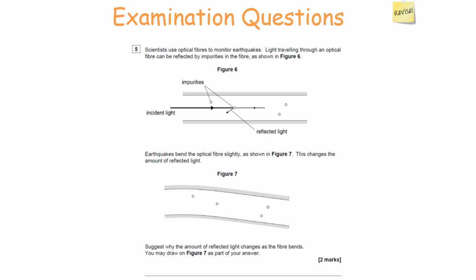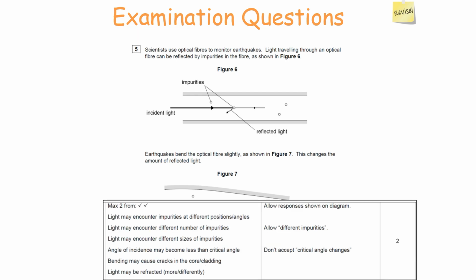Right, now there's a couple of different things you can talk about here. The first thing is that if it's now bent, the light can encounter impurities at different positions or angles, which will mean that it won't get through as much, or might get through more. The light can encounter a different number of impurities. It will encounter a different size of impurities because it's now taking a different pathway through the optical fibre.